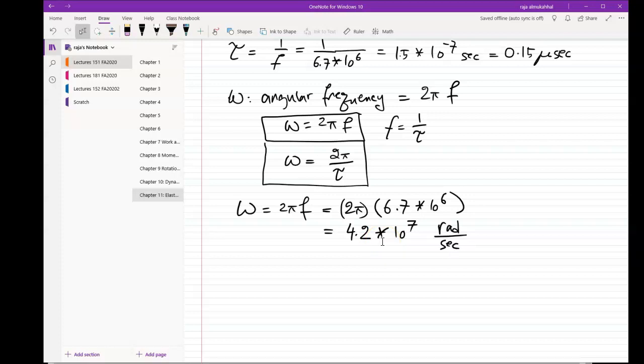Okay, good. The next topic in periodic motion is energy. This is an important topic. The chapter is short. I hope it's also simple. It's not very complicated like the previous one.